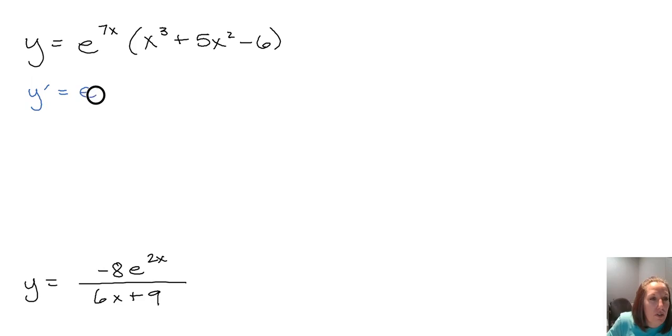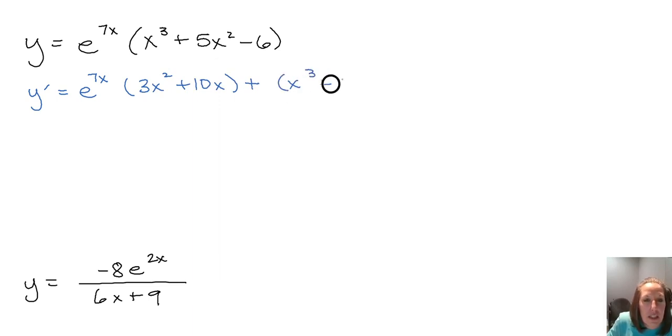Our first times the derivative of the second, the derivative of x cubed plus 5x squared minus 6 is 3x squared plus 10x, plus the second times the derivative of the first. And the derivative of e to the 7x is e to the 7x times the derivative of that exponent, which is 7.